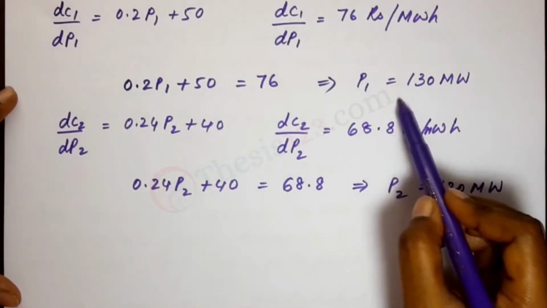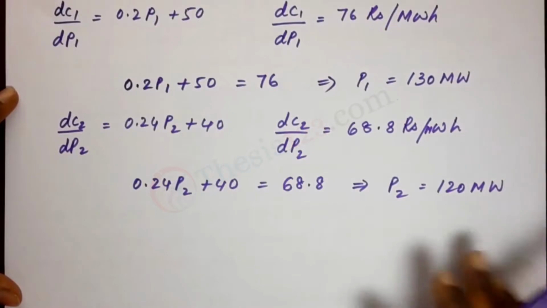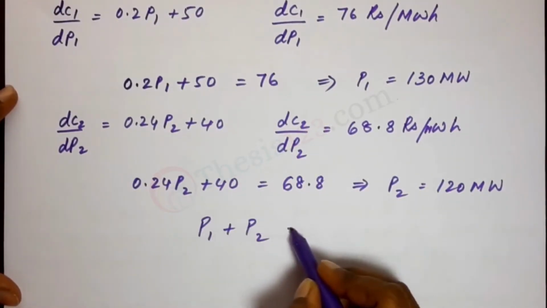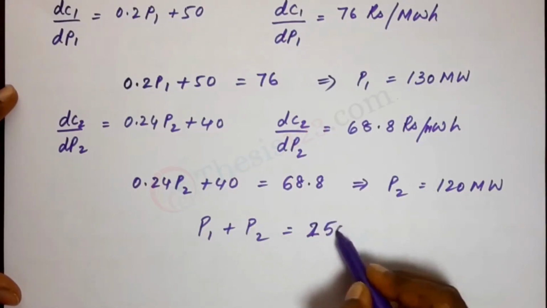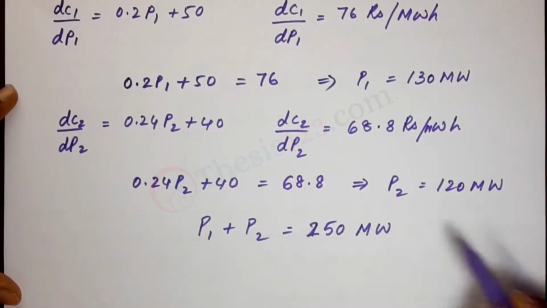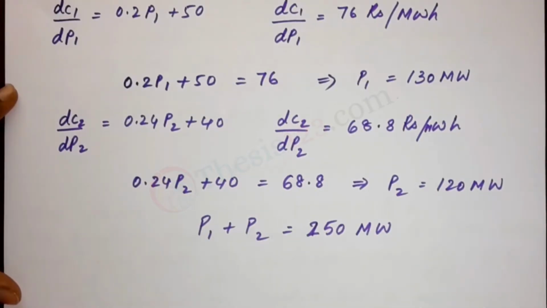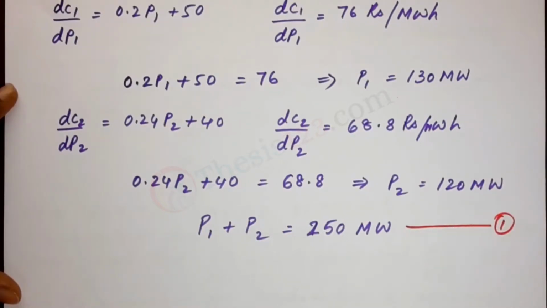Since we have the values of P1 and P2, let's check what the total comes to. P1 plus P2, if we add them, we get 250 megawatts. Now let's call this equation 1.